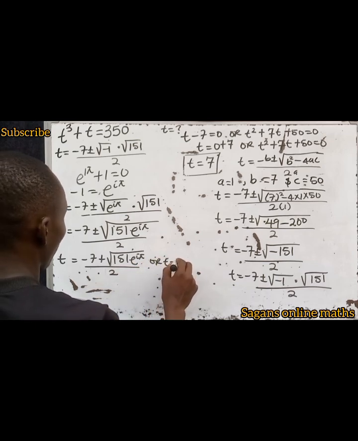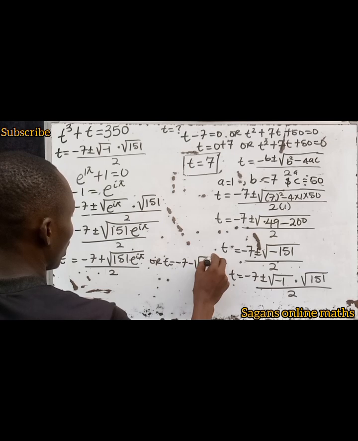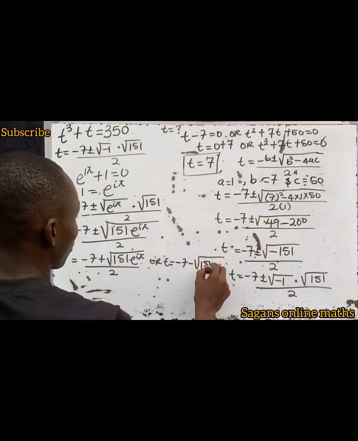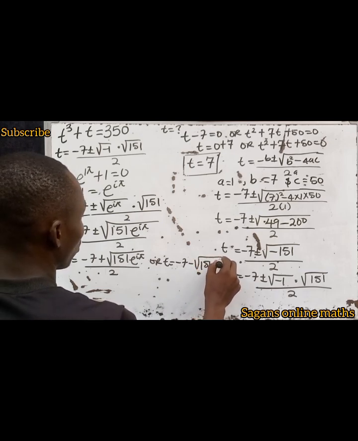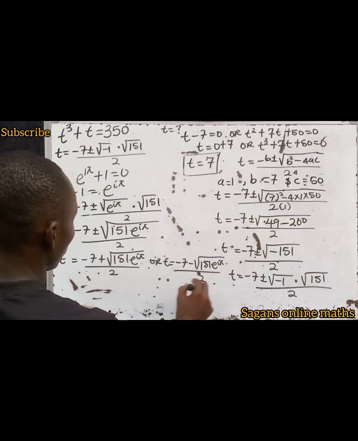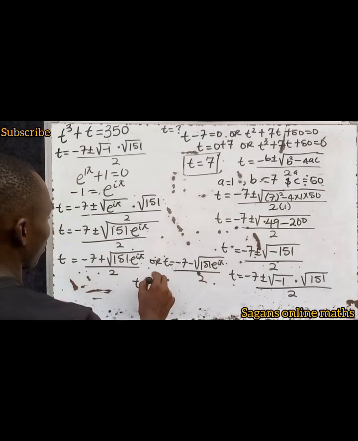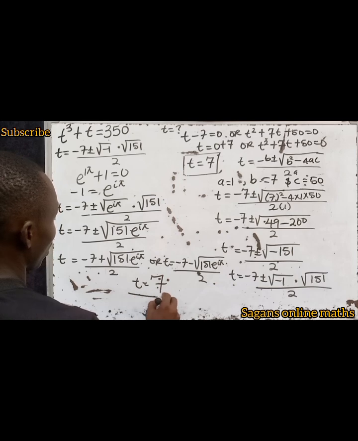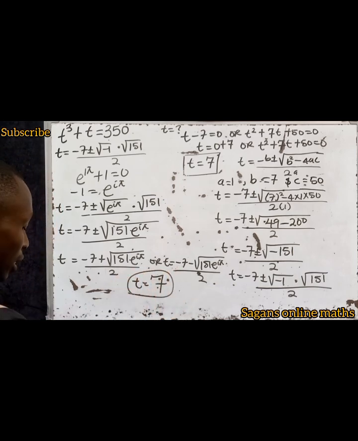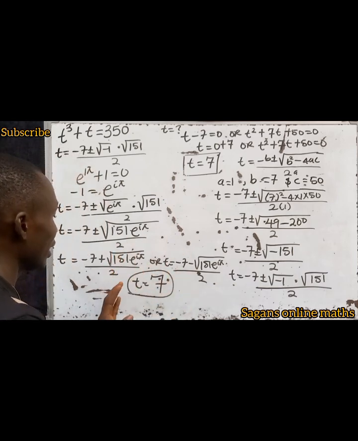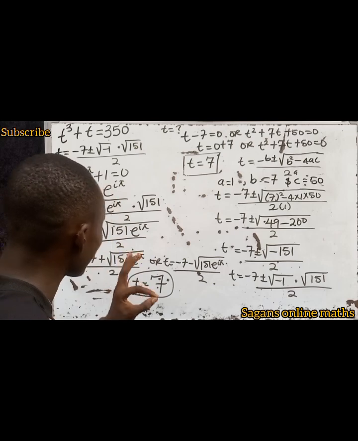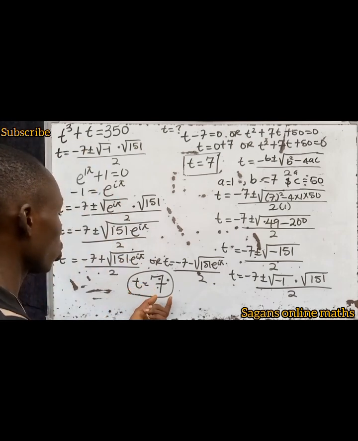or t will be equal to minus 7 minus root 151 multiplied by e to the power of i pi, divided by 2. And also note that t also is equal to 7. Now, these are the values of t. Of all the values of t we have gotten, the only real value of t that satisfies this equation is t equals 7.